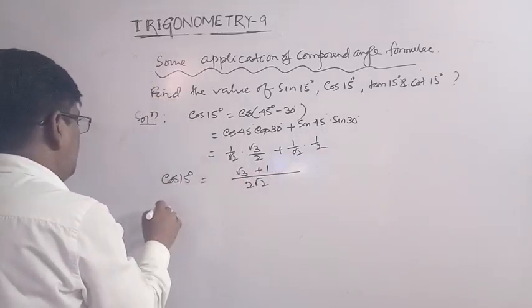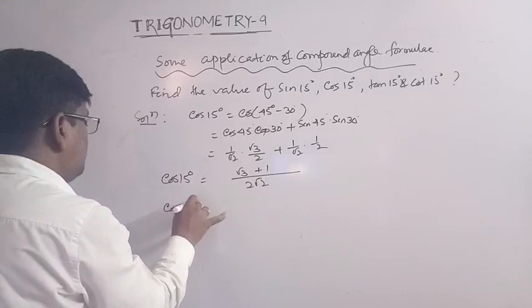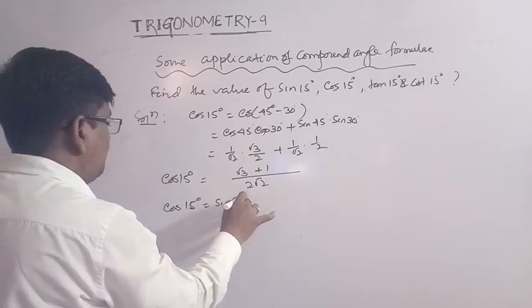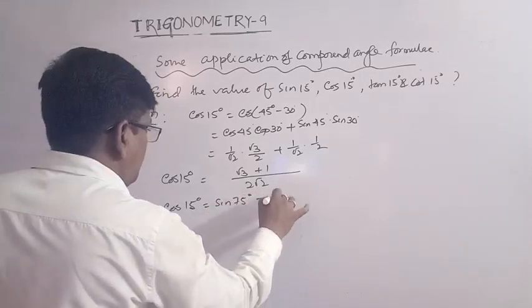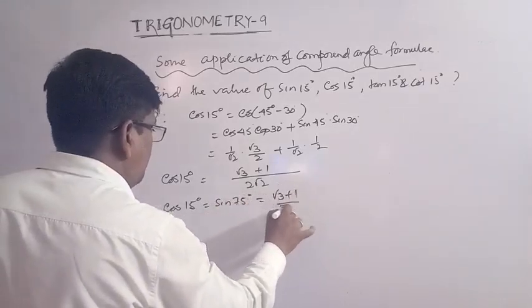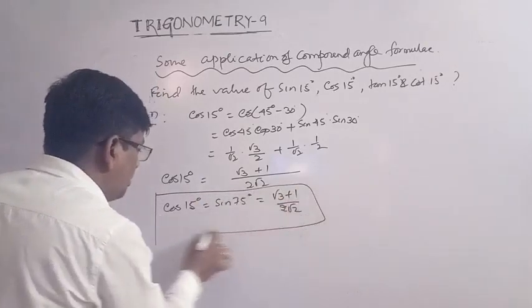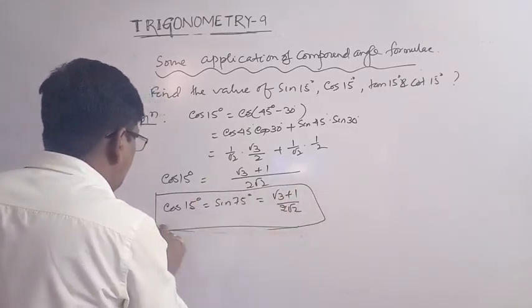Okay, we know cos 15 degree is equal to sin 75 degree, which is equal to root 3 plus 1 divided by 2 root 2. You should remember this formula also. Okay, this value is also important.